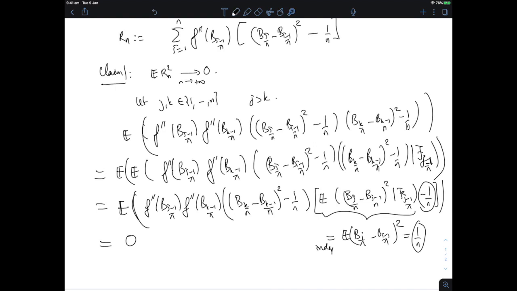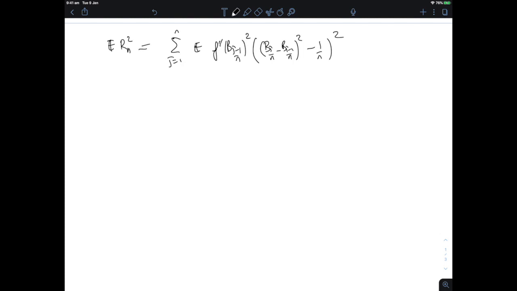So what does that tell me? That tells me that the expectation of R_n squared is really a single sum, j equals 1 to n, of the expectation of f''(B_{(j-1)/n}) squared times (B_{j/n} - B_{(j-1)/n})^2 minus 1/n, all squared. So I want to estimate that. Now, I don't know much about this term here, so I'd like to get rid of it in all of my computations.